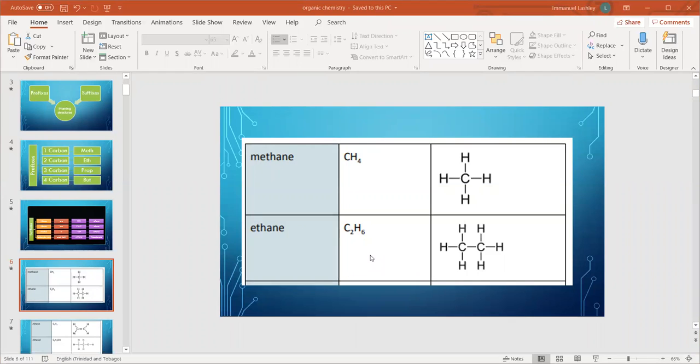Then we have ethane. Ethane has the molecular formula C2H6, and in the structure or displayed formula, you see the 2 carbons, and each carbon has 3 hydrogens bonded around it. If you look very closely, you'd see that each one has 3 hydrogens bonded. So this carbon has 1, 2, 3 hydrogens, and the second carbon has 1, 2, 3 hydrogens.